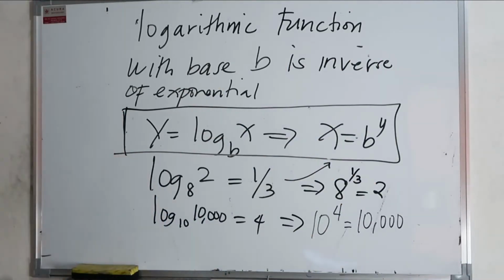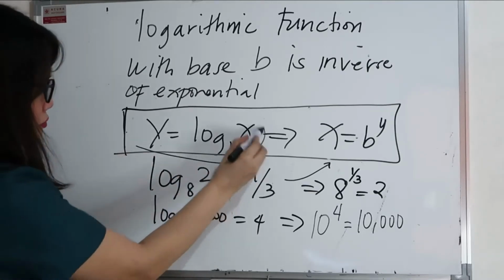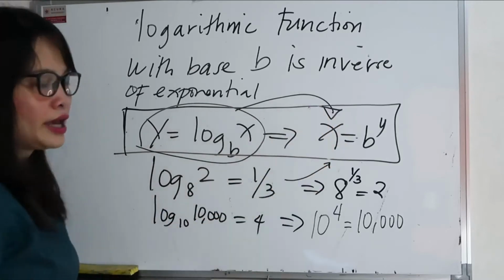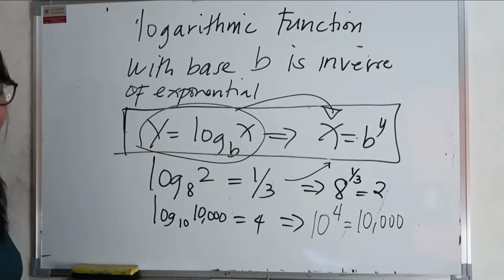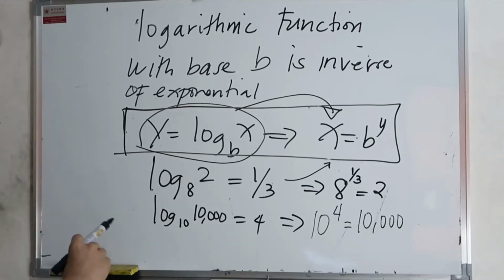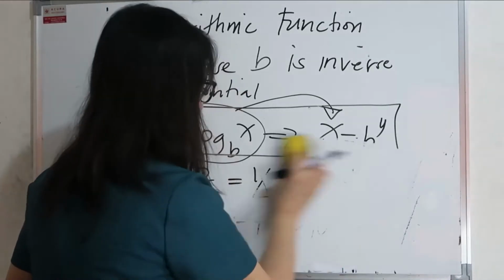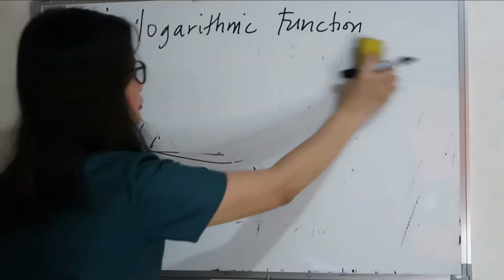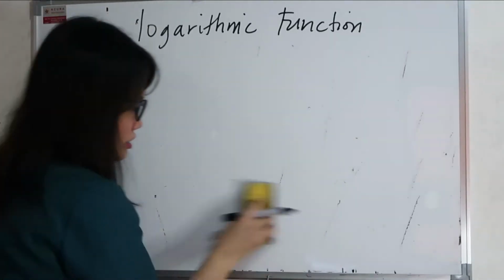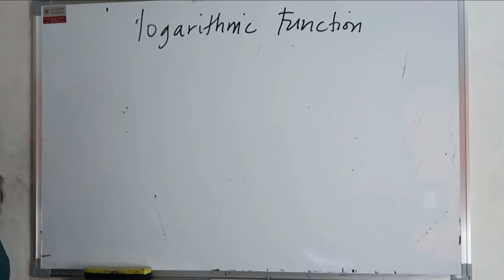The logarithmic function is the inverse of the exponential function. This concept came from x equals b raised to y. That is the relationship of exponential to logarithmic functions. Let's proceed now. How do we graph a logarithmic function? And how do we determine the domain of the logarithmic function?